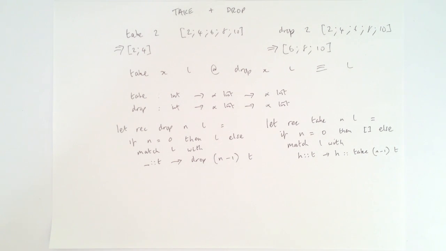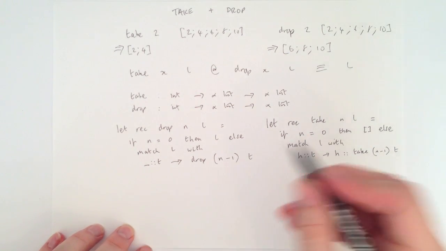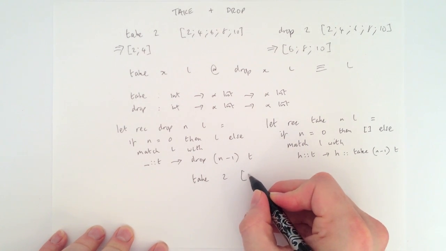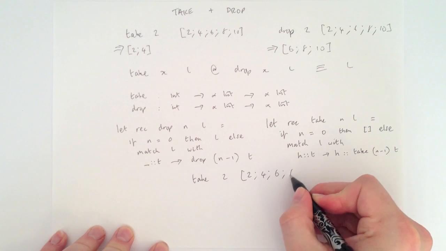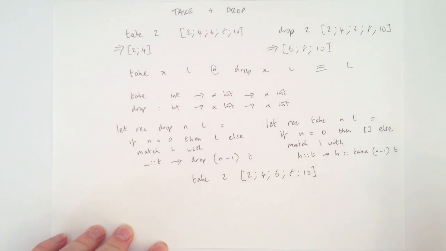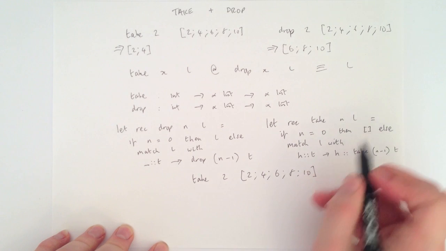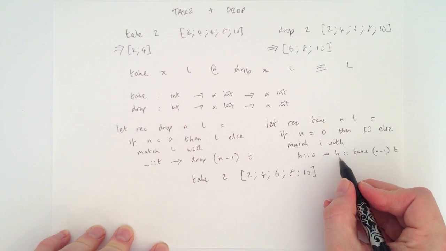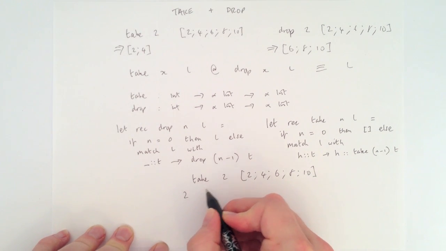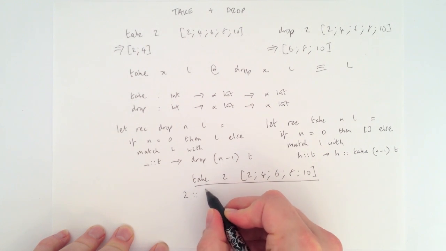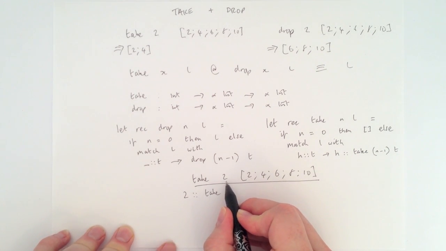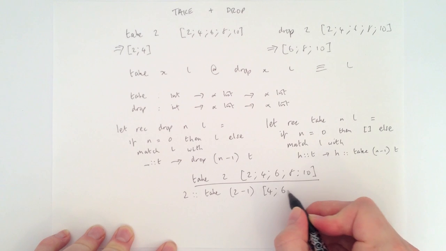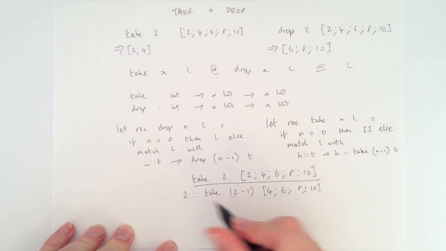So let's just look at a quick example. We'll use take as an example here. Use the example from above. Take two things from 2, 4, 6, 8, 10. Well, n is not 0, so we pull it apart into a head and tail, and we're returning the head, which is 2, cons on to take, well, 2 minus 1, which is 1, of the tail, which is 4, 6, 8, 10.